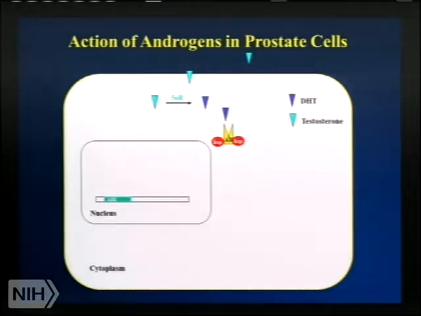So let's talk a little bit about hormonal therapy. What is it? Well, this is a representation of a prostate cancer cell or prostate cell. You see the cytoplasm here. Here's the nucleus, right? So the testosterone or dihydrotestosterone comes into the cell. Within the cell, testosterone is converted to dihydrotestosterone by 5-alpha reductase, and then it binds to the androgen receptor.